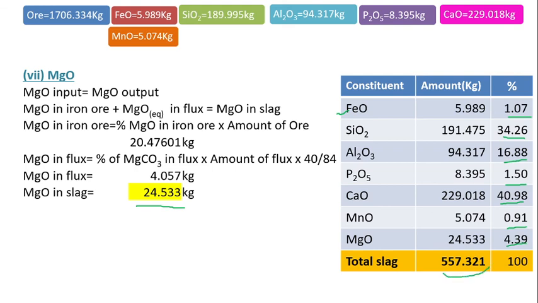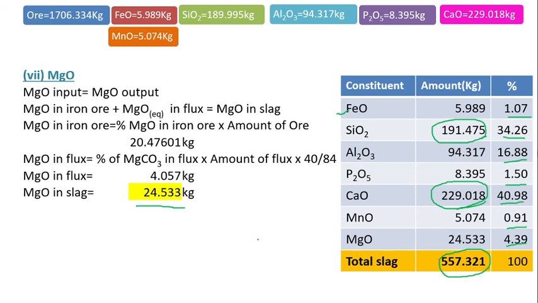Okay, and the total slag produced will be 557.321 kg. That means 50% slag, by weight it is about 50% slag. So the slag amount is very high in this case. And from this we can get an idea also that CaO is the main constituent in the slag phase, then after that SiO2. So generally the basicity, that is the basic oxide to acid oxide ratio, so CaO by SiO2 ratio can be treated as one type of basicity in the blast furnace.